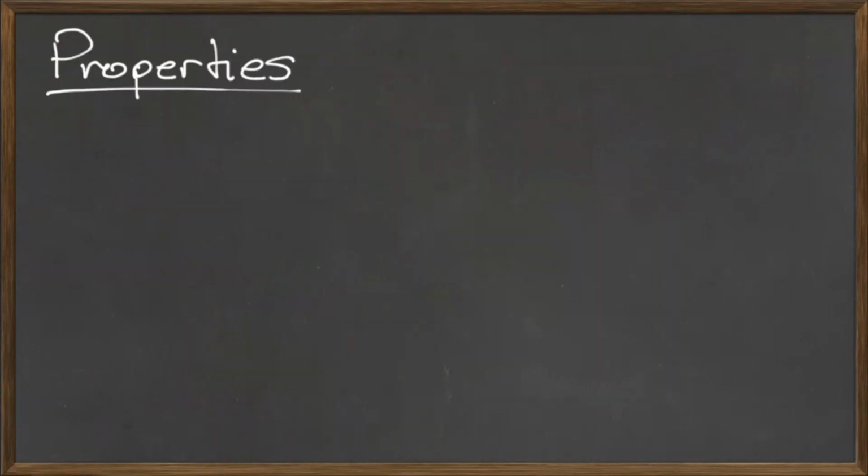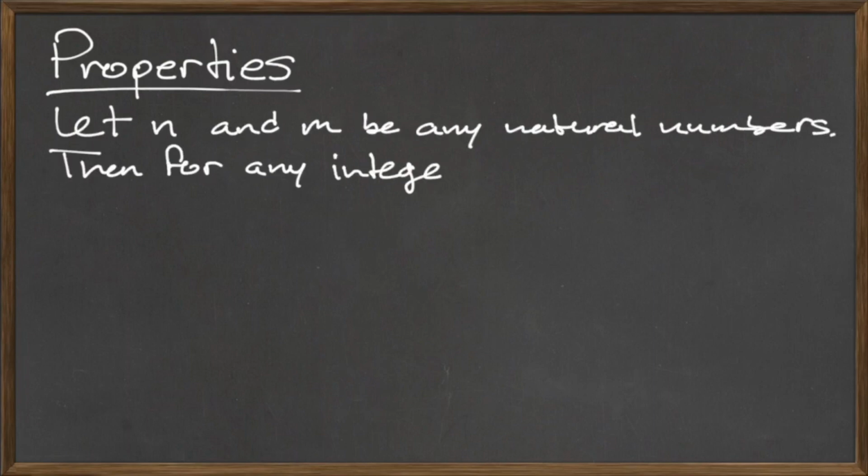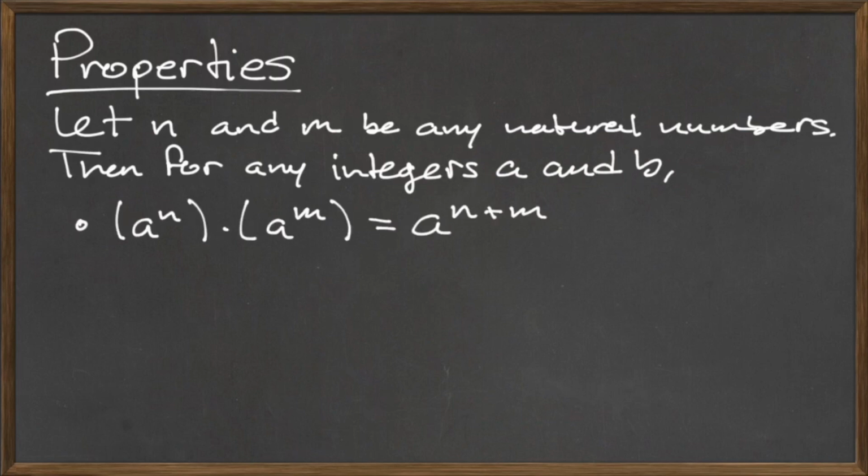Exponential expressions have several nice properties that allow us to write complicated-looking expressions in simplified form. For the three properties below, we will assume that n and m are two arbitrary natural numbers, and a and b are two arbitrary integers. The first property states that when multiplying exponential expressions with the same base a, with potentially different exponents n and m, we can rewrite this expression as the base a to the sum of the exponents n and m. Formally, a to the nth times a to the mth is equal to a to the n plus mth.